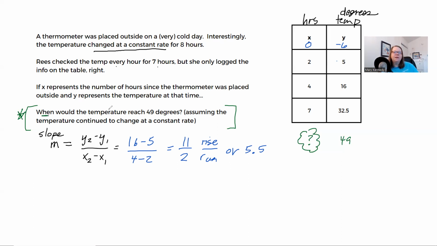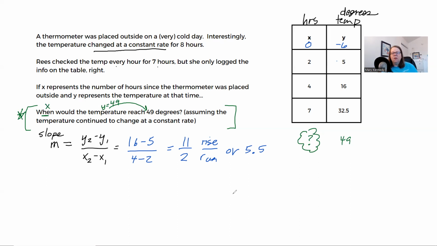So think about the chart, which one of these means when? Hours, how many hours? That's when something happens. A temperature is not a when, right? That's not like a when did that happen? So this is asking for X. We're solving for an X value. We know that's what we're looking for. When would the temperature reach 49 degrees? Well, it says plainly, like we figured out, that the temperature is the Y value. So Y is 49 in this.